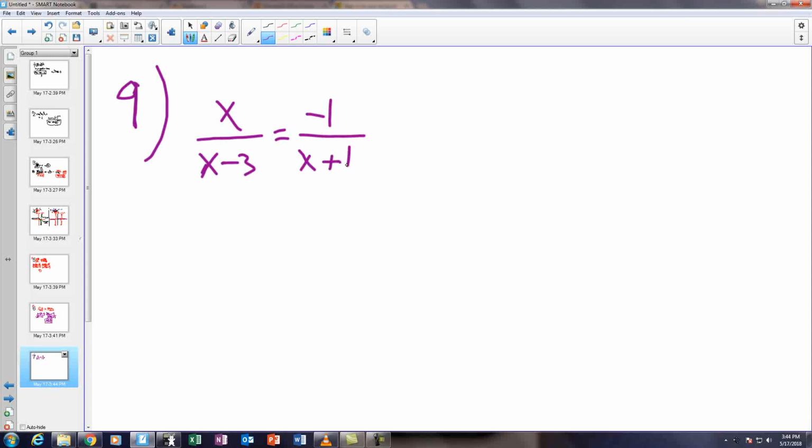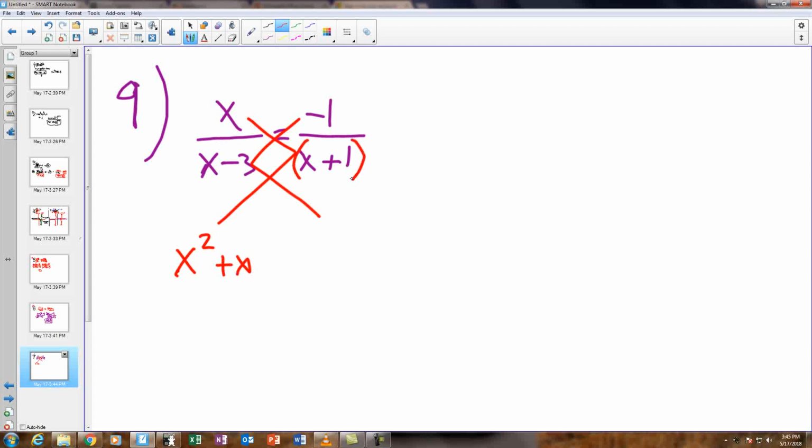Okay. Because we just have a fraction equal to a fraction, we can cross multiply. And so when we do, we're going to get x squared plus x. And that's because we're distributing into that denominator. X times x is x squared, x times 1 is x. It will equal, we're going to do the same thing here. Negative 1 times x is negative x. And a negative 1 times negative 3 is a positive 3.